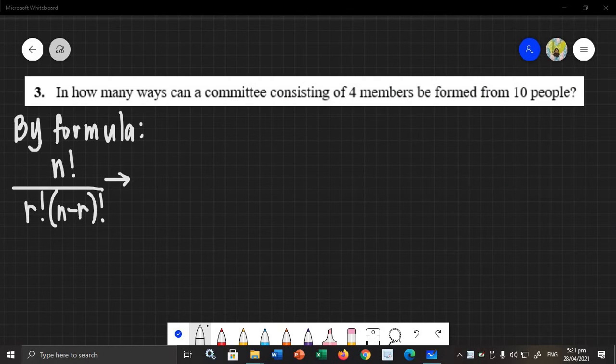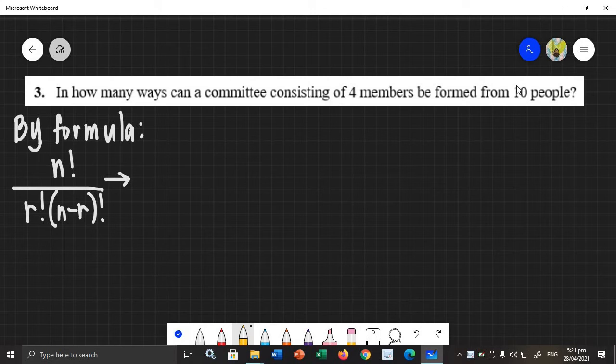Next example, in how many ways can a committee consisting of 4 members be formed from 10 people? Again, identify natin what is the value of N and R. In this case, N mo is 10 people, and then R mo is 4. Okay? By using the formula for combination, let's substitute the value of N and R.